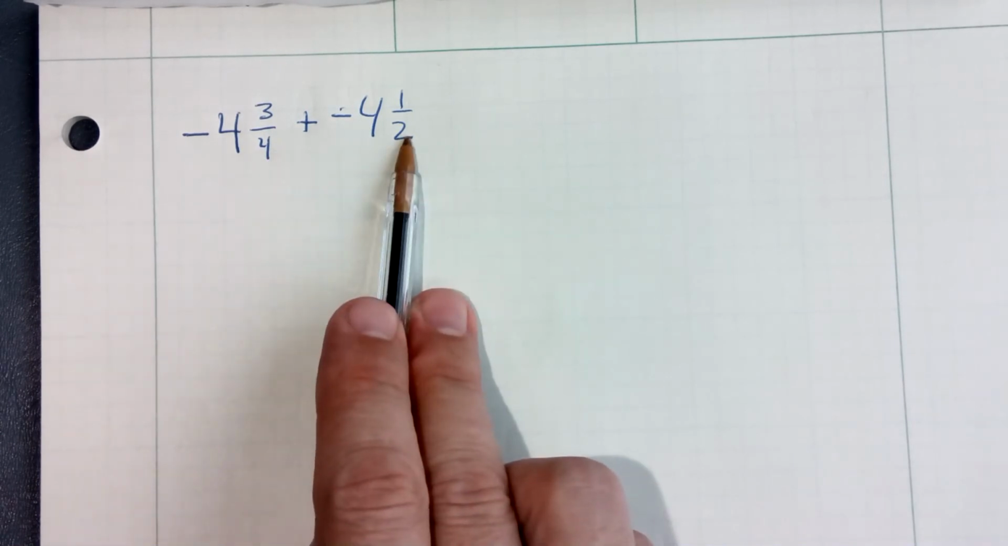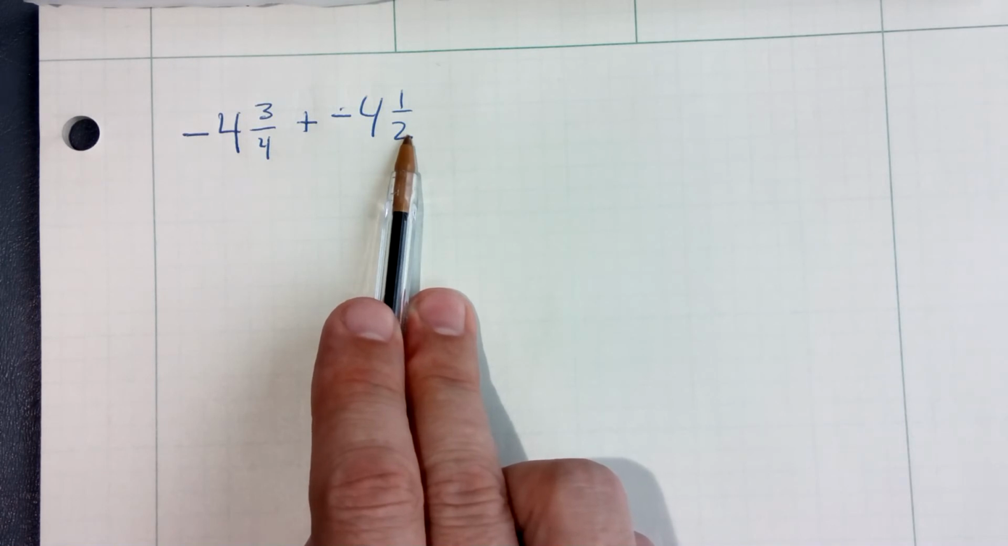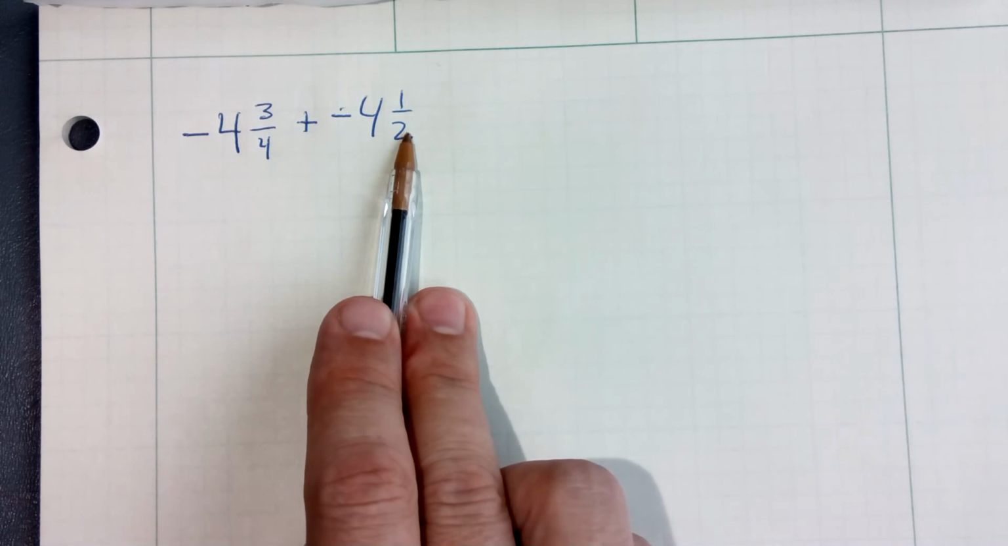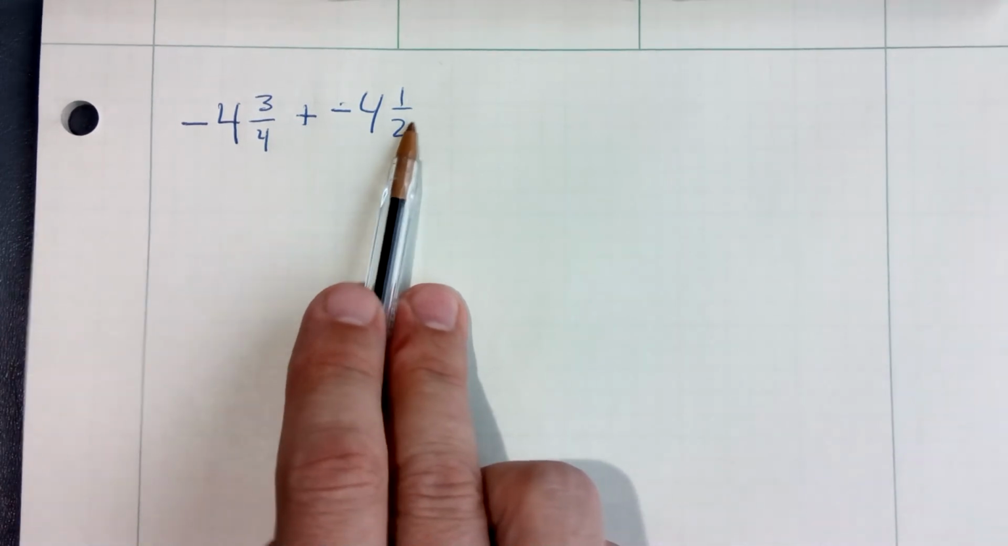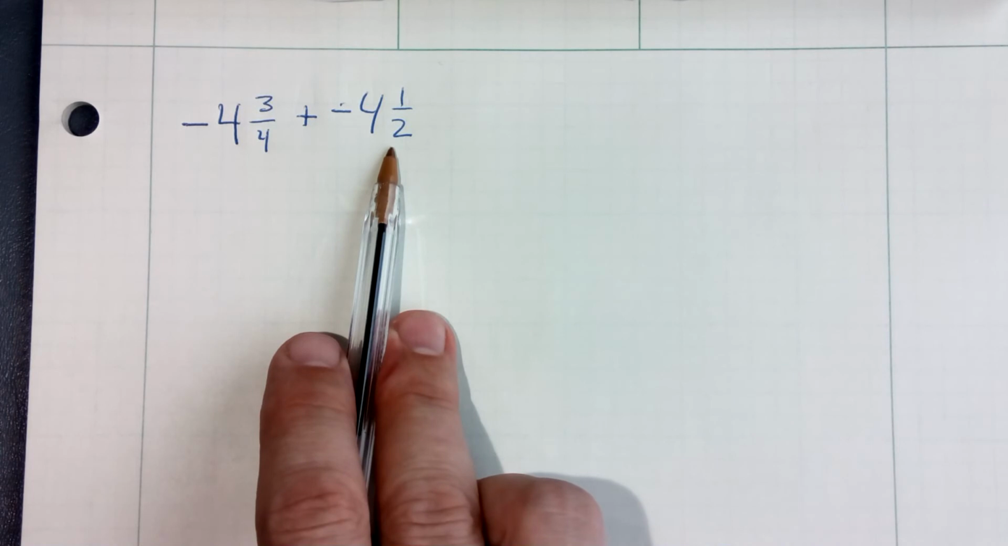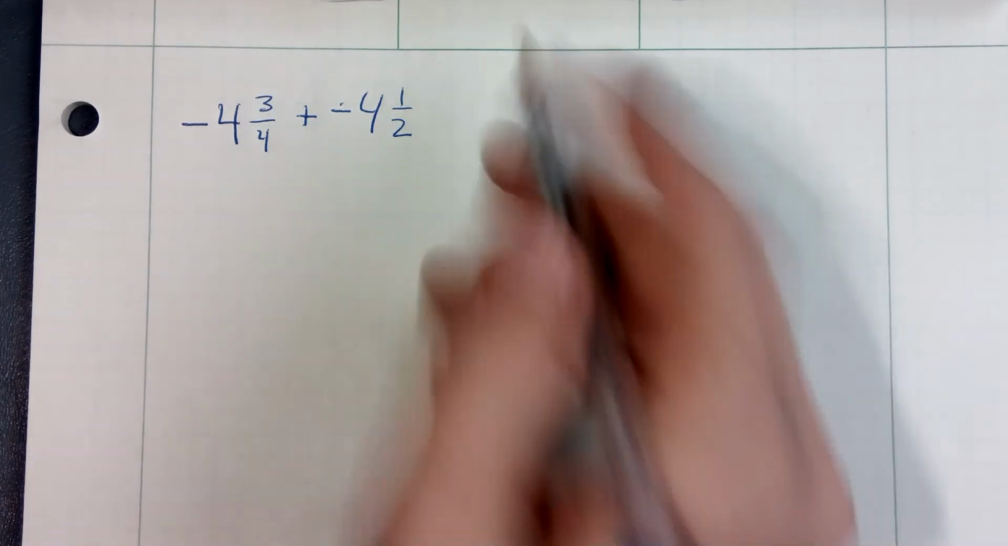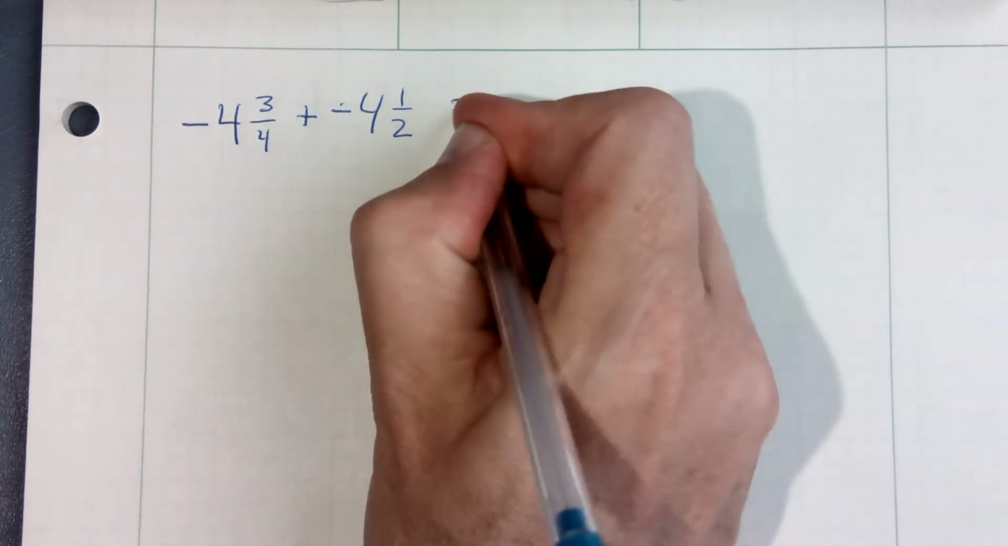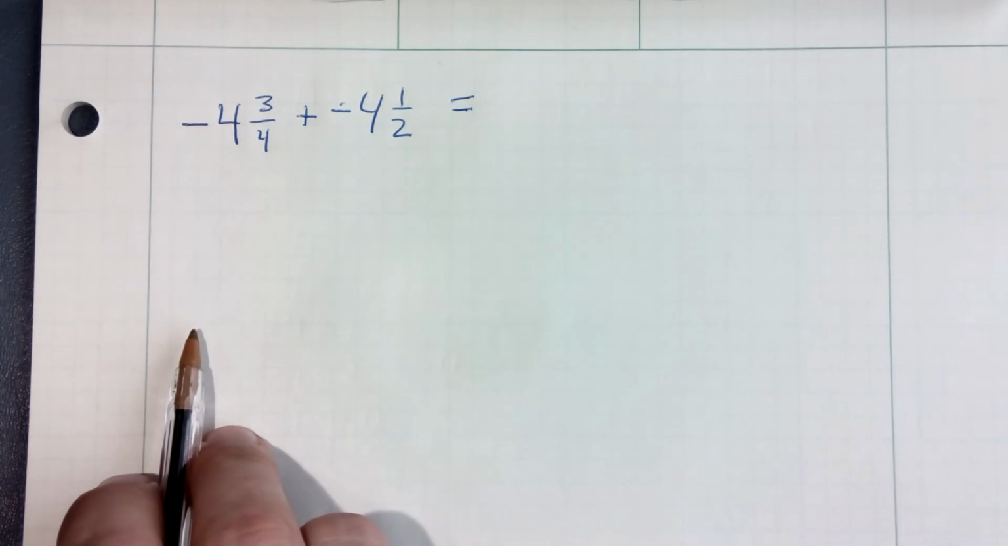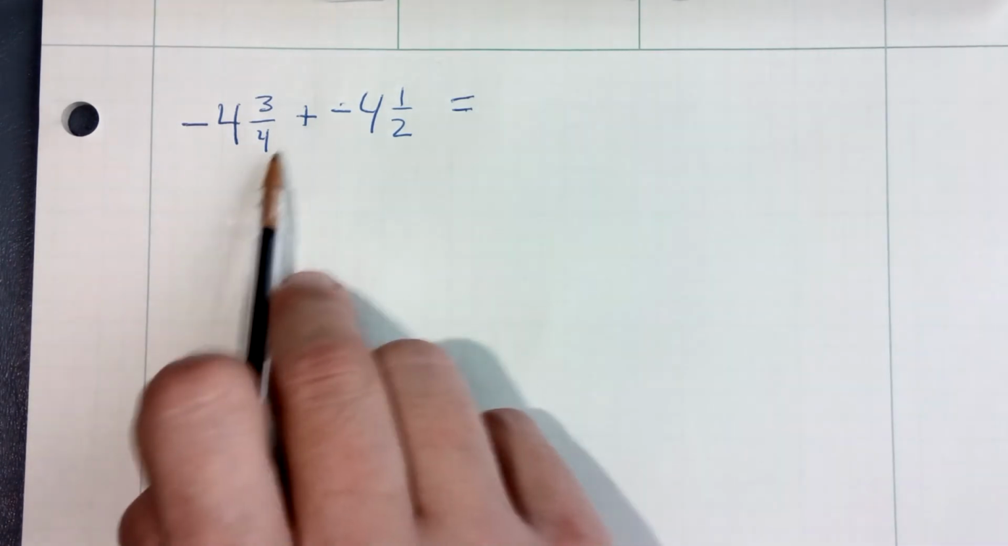I would highly recommend you get in the habit of going to improper fractions. You're less likely to make a mistake. So I'm going to quickly do it both ways, and if you're comfortable with mixed numbers, great, you can follow me along. If you don't like mixed numbers, then I would just fast forward until I get to the improper fraction method, and then just watch that.